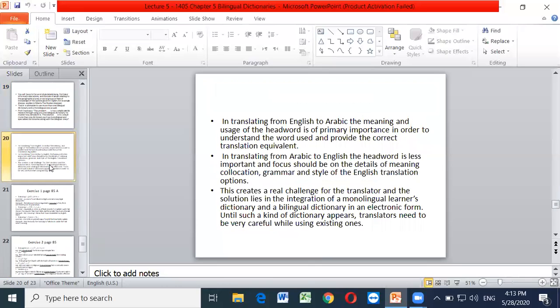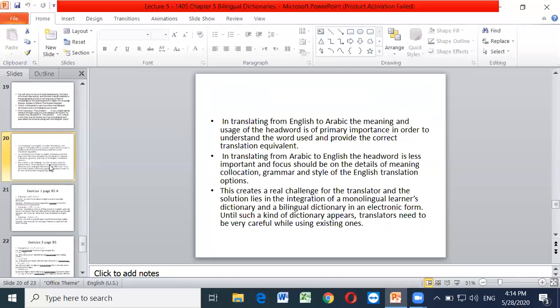In translating from English to Arabic, the meaning and usage of the head word is of primary importance in order to understand the words used and provide the correct translation equivalent. In translating from Arabic to English, the head word is less important, and focus should be on the details of meaning, collocations, grammar, and style of the English translation options given by the dictionary.